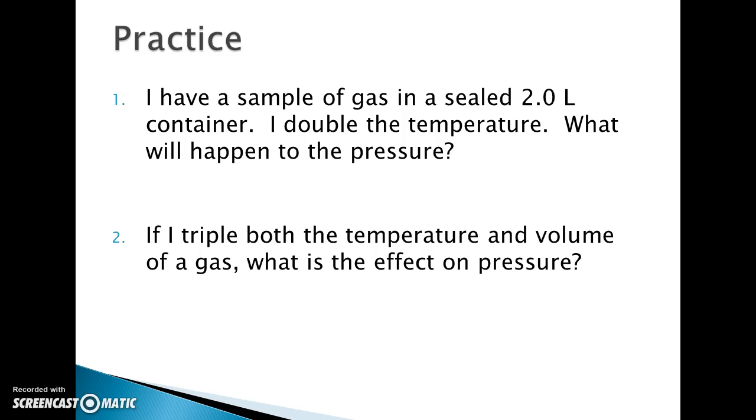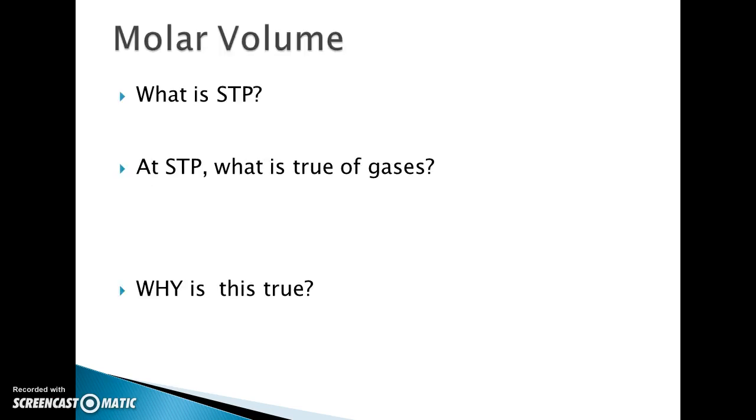Okay. If you double the temperature, the Kelvin temperature, you would expect that what would happen to the pressure? It should double, right? Because pressure and temperature have a direct relationship. If I triple the temperature and the volume of a gas, what is the effect on pressure? Well, there would actually be no effect because the increase in volume and the increase in temperature would cancel each other out, since temperature has a direct relationship with pressure and volume is inverse.